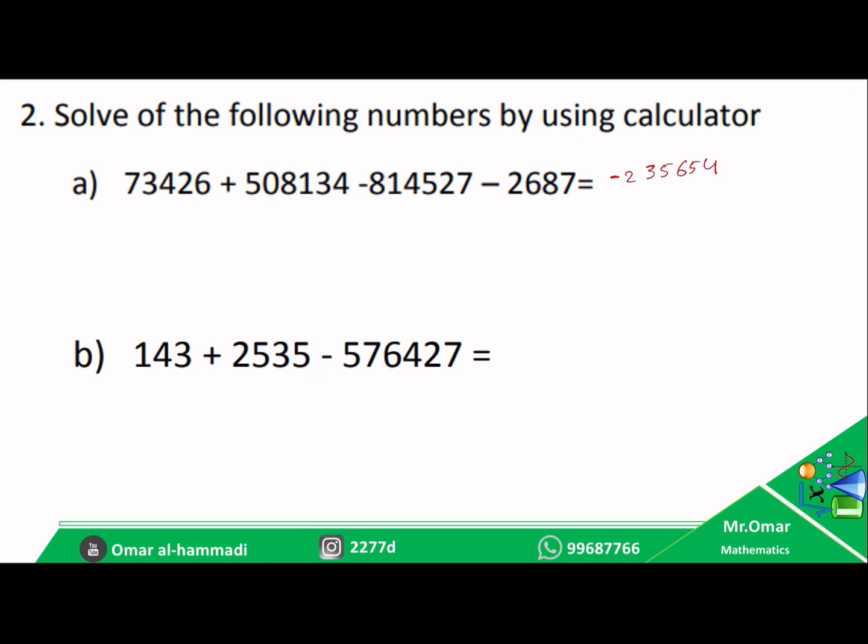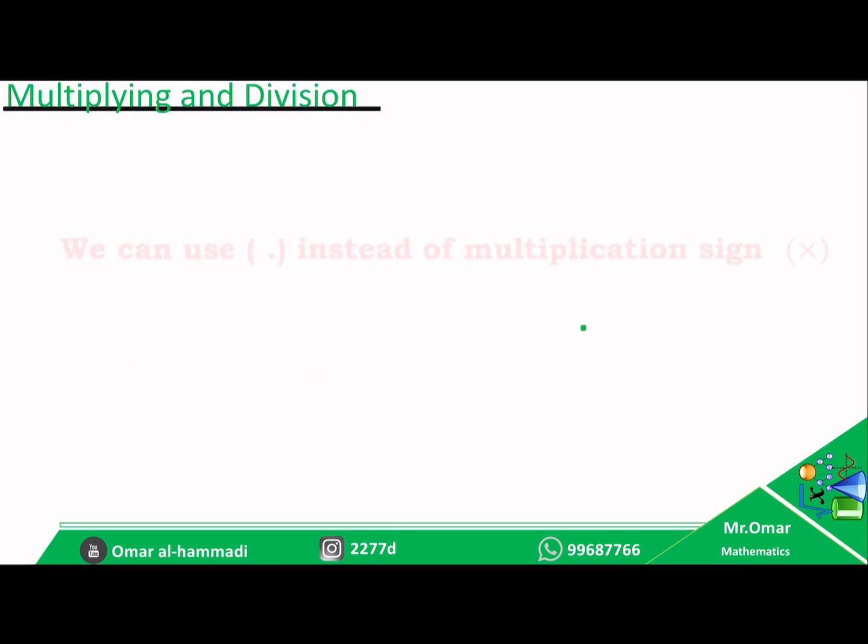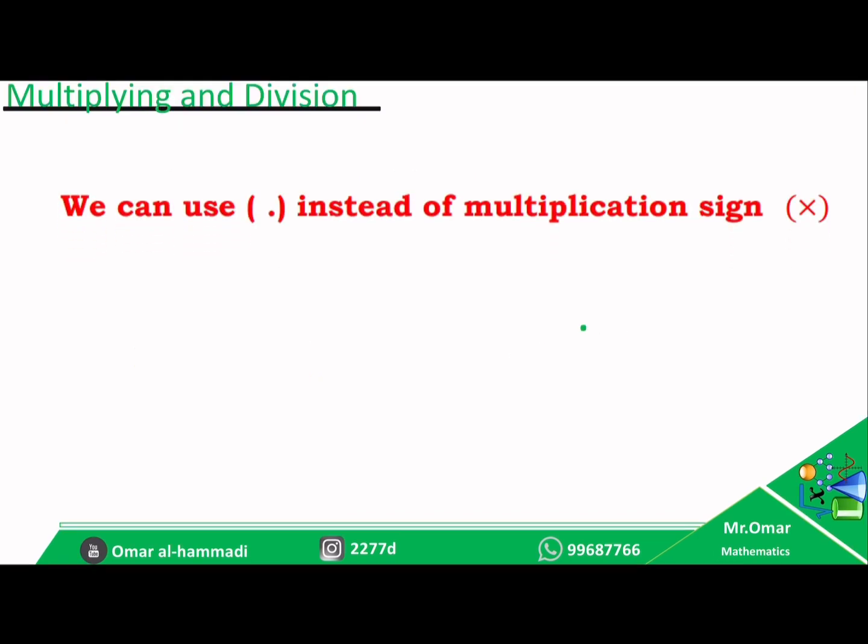And also the other one, 143 plus 2535 minus 5764217. And this will be minus 573749. That's it. Okay, multiplying and division. And we have now multiplying and division.